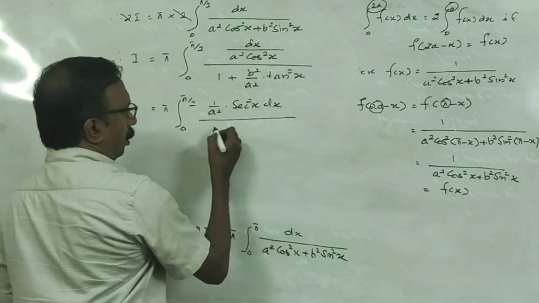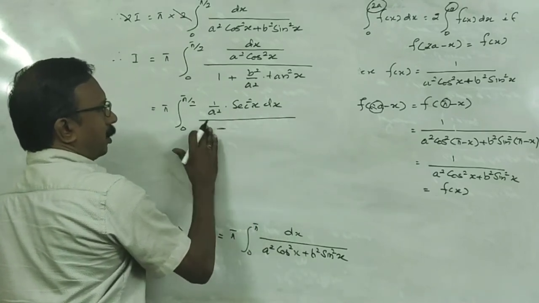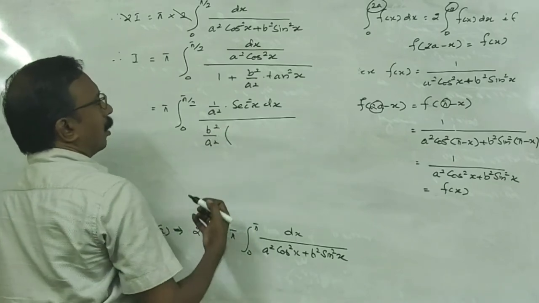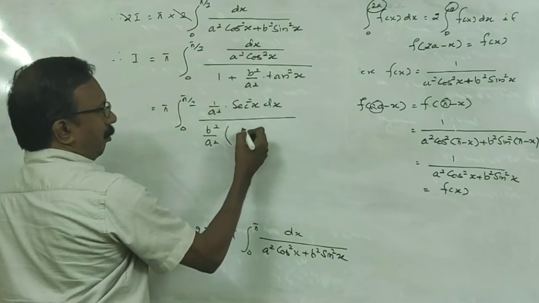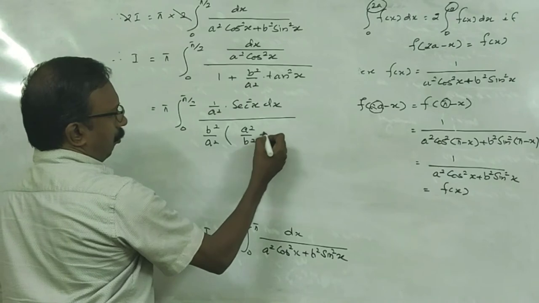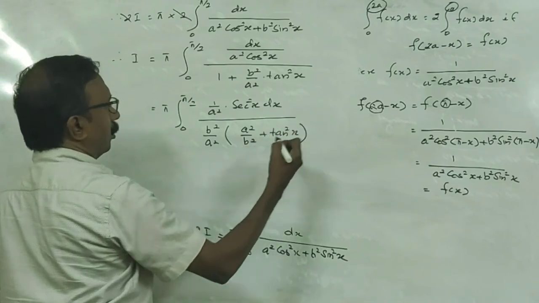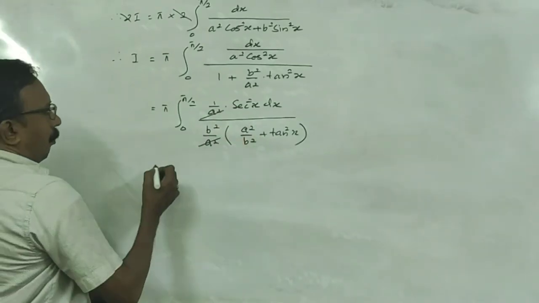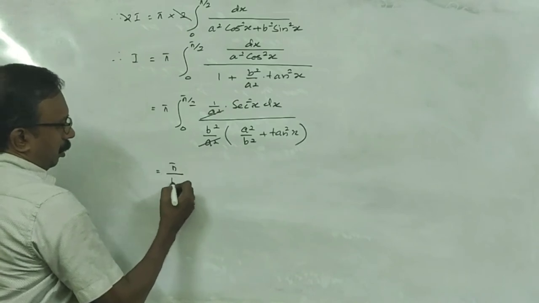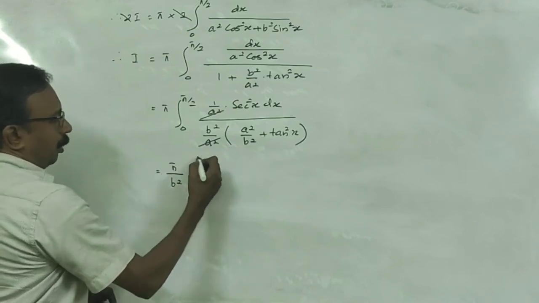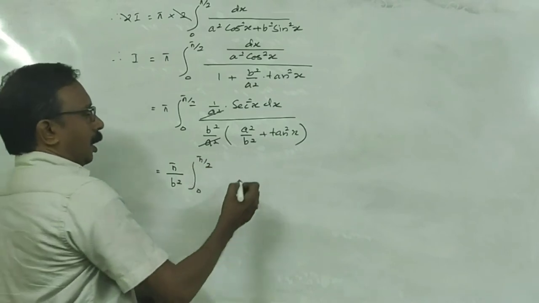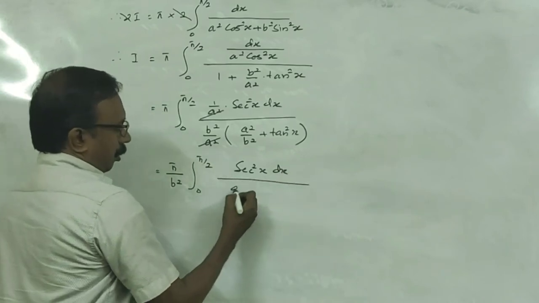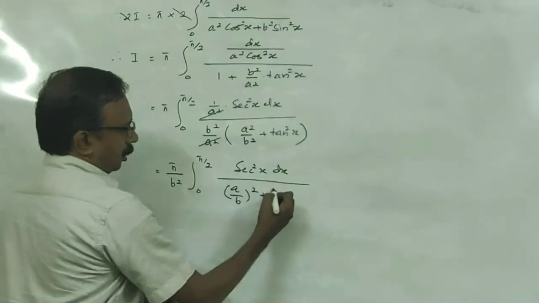divided by 1 plus, if we take b square by a square outside, then here it becomes a square by b square plus tan square x. Now pi by b square into integral 0 to pi by 2 sec square x dx by a by b whole square plus tan square x.